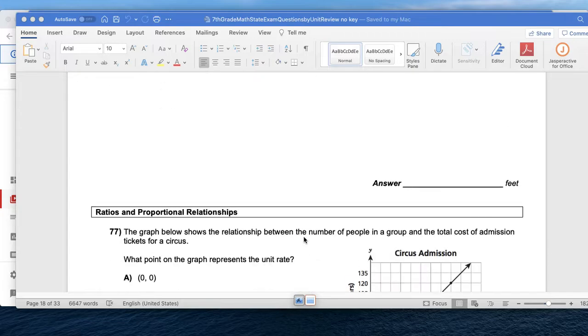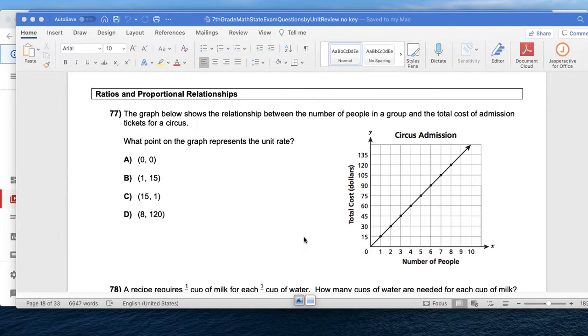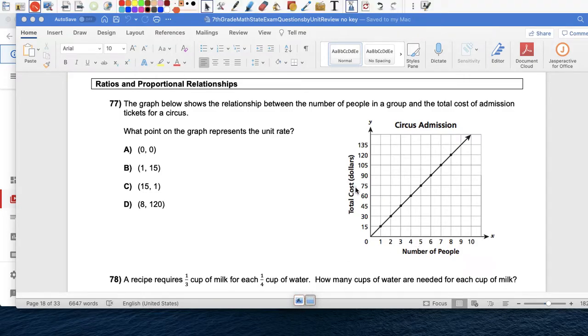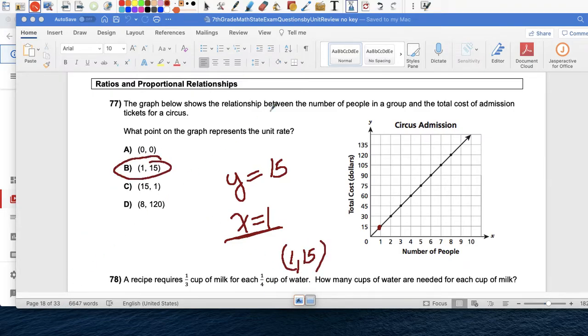77. Yay, ratios and proportional relationships. On the graph below, the relationship between number of people and the total cost of admission for a circus. Okay, which point on the graph represents the unit rate? Remember, the unit rate is where x equals 1, right? When x equals 1, y equals whatever value. That's your unit rate. So all you got to do is on the x-axis, look for 1, and then look for the y coordinate. And in this case, when x equals 1, y equals 15. So the point would be 1, comma, 15. There you go.